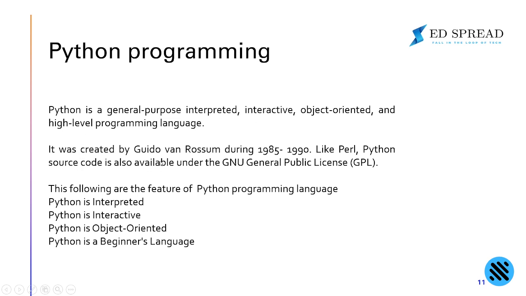It was created by Guido van Rossum during 1985 and 1990. Okay, so like other programming languages such as Perl, Python source code is available under the GNU General Public License. Okay, so the following are the features of Python programming language. Python is an interpreter based language. An interpreter is nothing but it will compile the code line by line. So it will convert the high level language code into low level language code line by line.